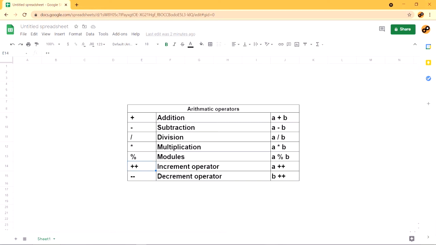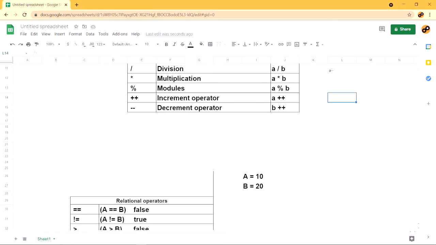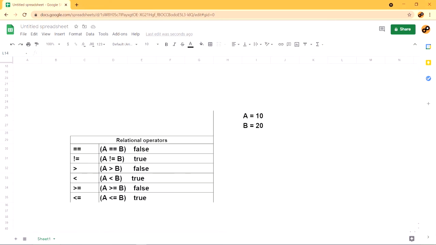And in the increment operator, for example, if I give a equal to 10 and in the next line I give a plus plus, it gets incremented by 1, so the value of a will be 11. And the same way with the decrement operator, if I give a equal to 10 and then a minus minus, the value of a will become 9. So this is all about the arithmetic operators. It is easy, right?